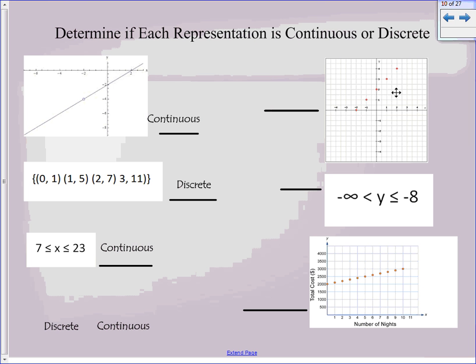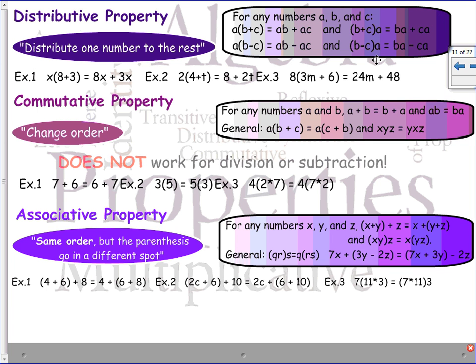Continuous. What about this one? Discrete. Okay, what about this one? Continuous. What about this one? Discrete. Notice how I just have dots. I do not have a line indicating that it's continuous from one point to the next. It stops here, picks up here, stops there, picks up here. Okay? All right. Let's talk a little bit about the distributive property.